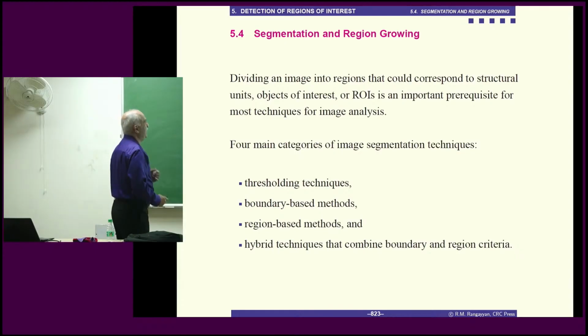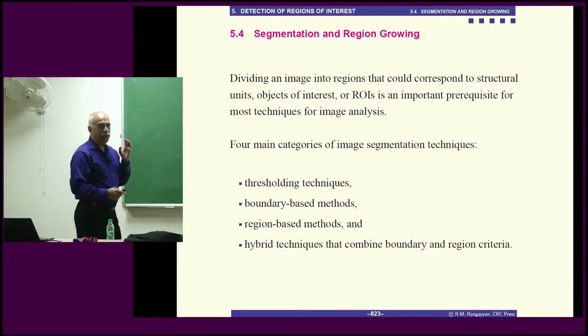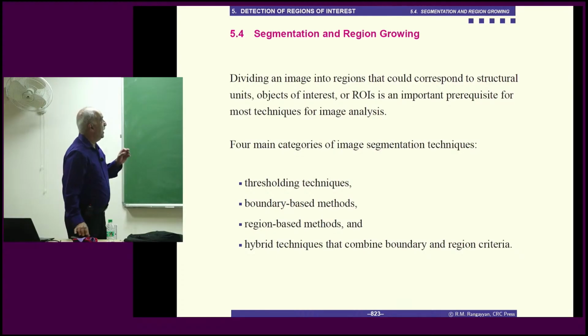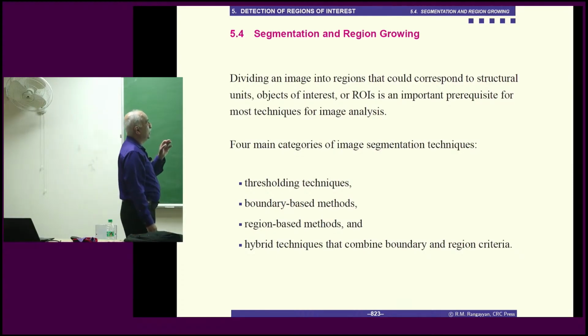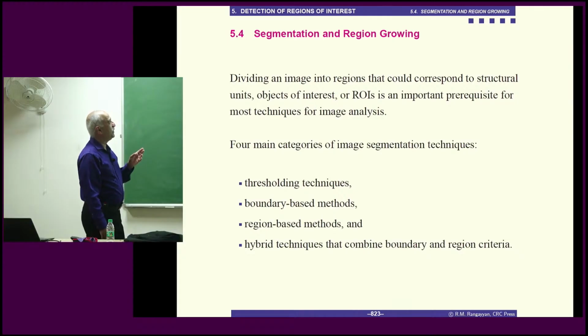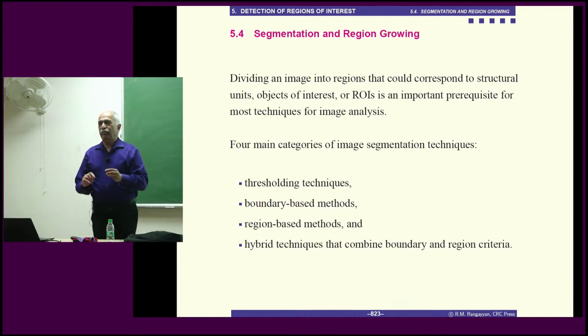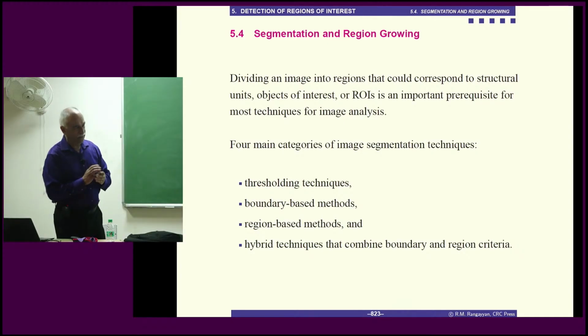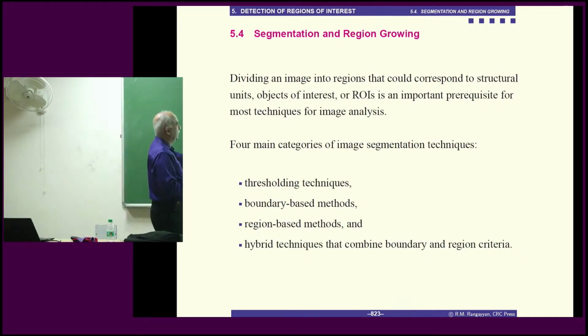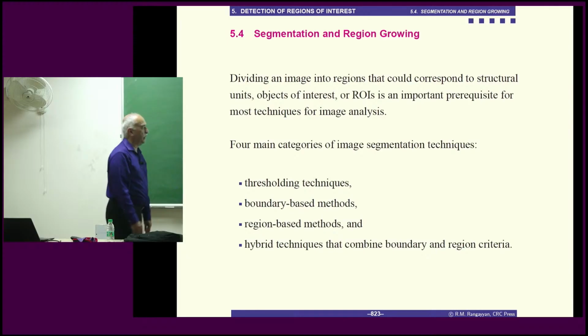So let's look at region growing now. Region growing is typically defined as dividing an image into regions that could correspond to structural units, objects of interest, regions of interest, and so on. There are some conditions that may not apply to all applications. I'll explain that now. There are a few main categories. One is thresholding. We saw that earlier with the collagen cross-section image. Boundary-based methods, we will see that later. Region-based methods and hybrid techniques that combine boundary and region.